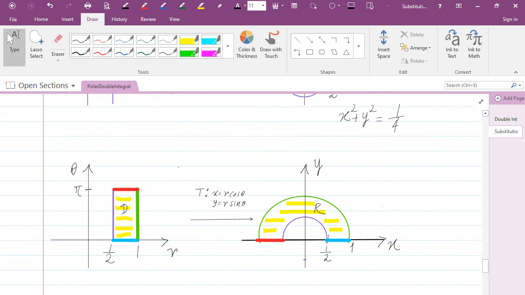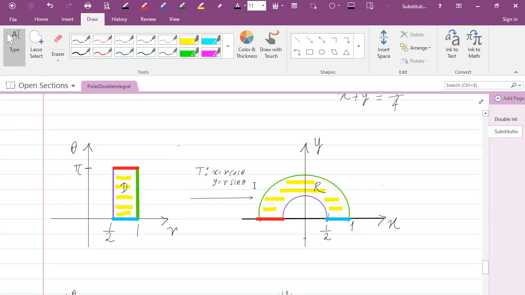And then the other two sides, so here theta is 0, so that's going to go to this segment. Here theta is pi. So in terms of polar coordinates in the xy plane, when theta is pi, the polar axis is directed toward the negative x-axis, and we get this segment here. Okay, so the point is this transformation takes the rectangular region D into this annular region R in the xy plane.